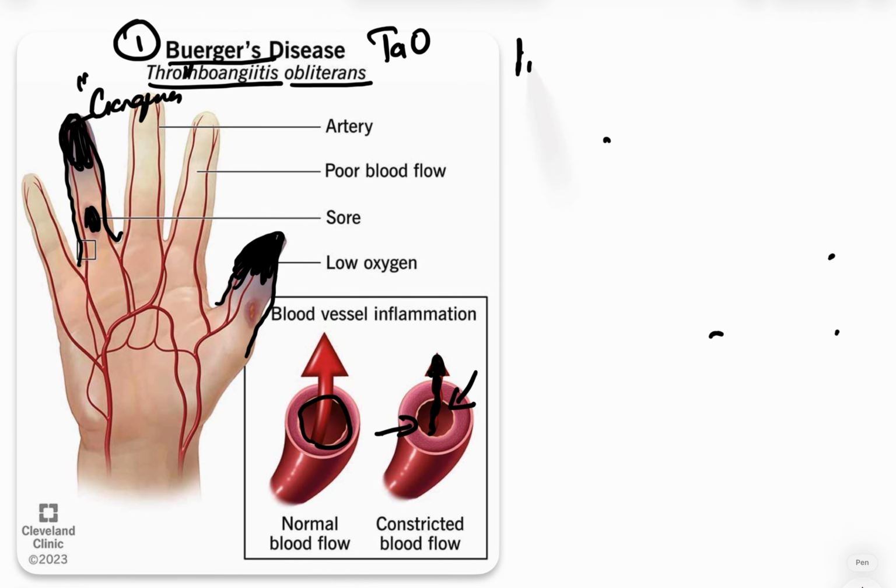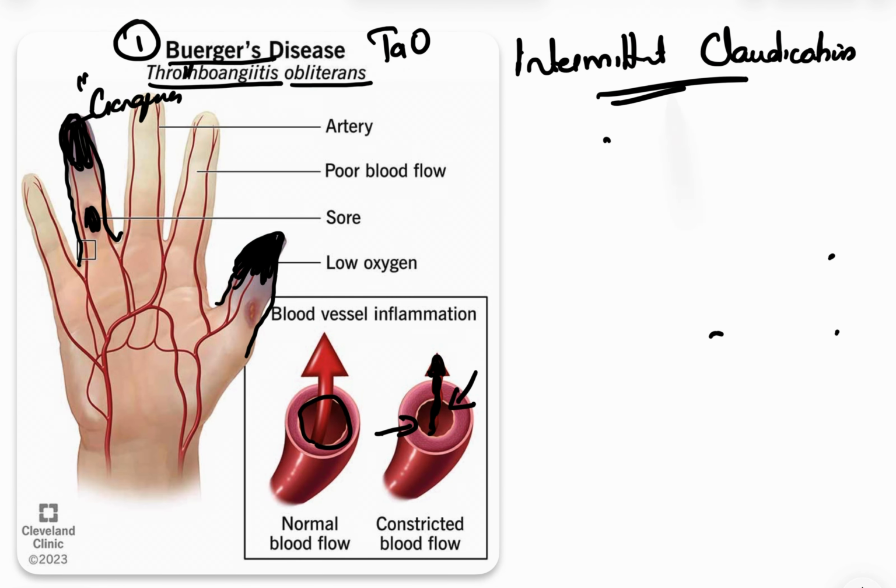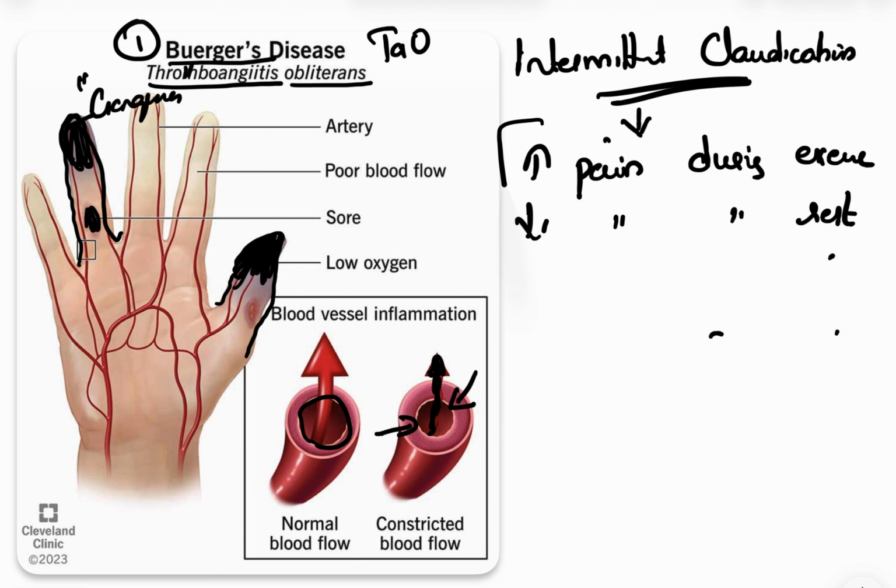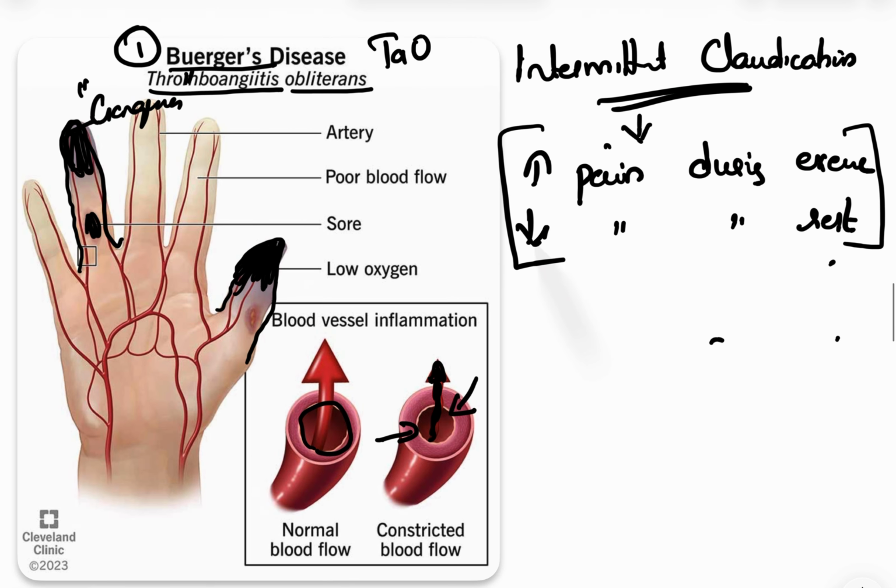Intermittent claudication is the terminology we use when the patient has an increase in pain during exercise and a reduction in pain during rest. So remember, if a patient has an increase in pain during strenuous or physical activity, and the pain subsides during rest, then it is intermittent claudication.